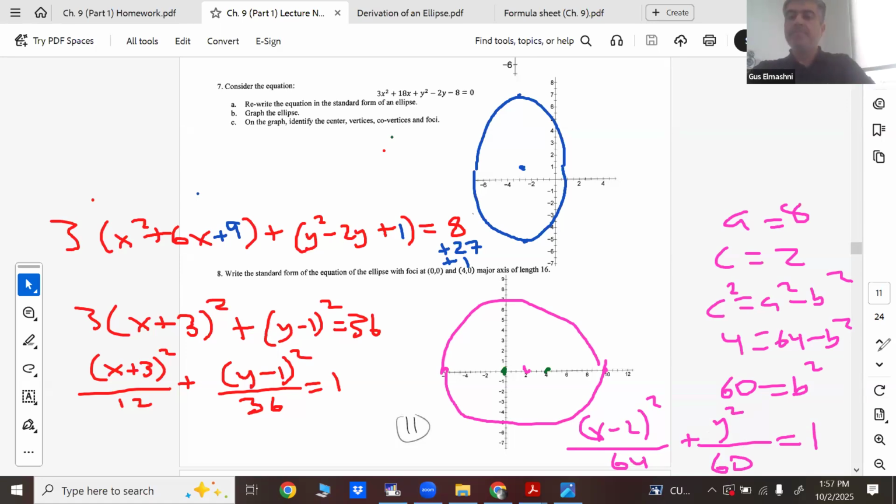No. But why would you go 6 up, 6 down? I don't know for number 8. No, because when you solve for b, you get root 60. Yes, because remember c squared. Oh yeah, because you made the same mistake I did. I thought a was 4. A was 8. You made the same mistake I did. That's why.